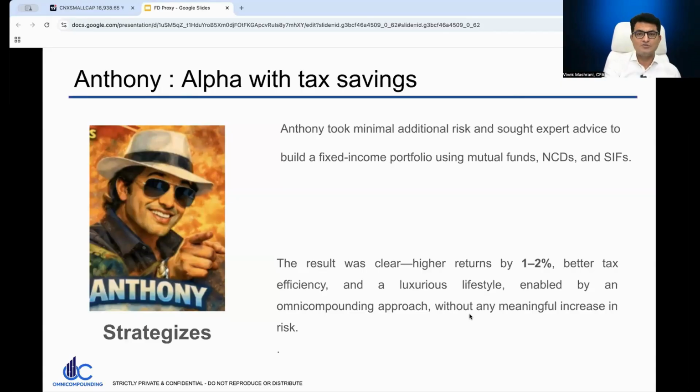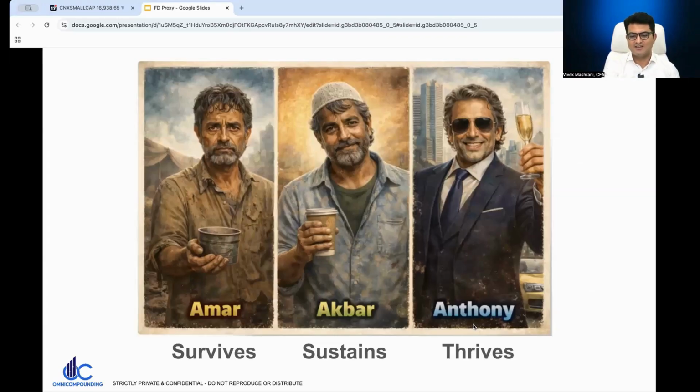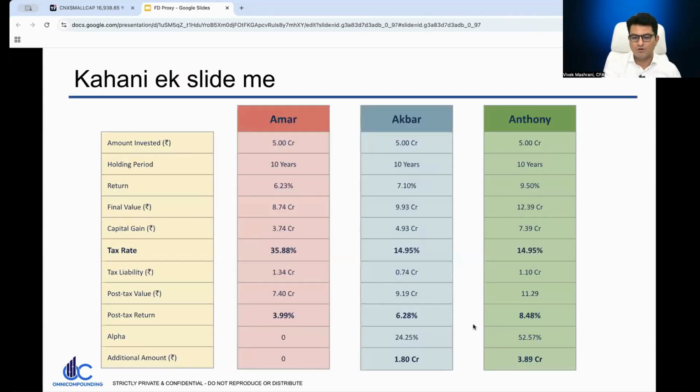Now, how many of you want to see the actual numbers, what happened in the background and how it compounded, and how these three guys changed the entire thing? Like, one just survived, Akbar more of kind of sustained, but Anthony was the one who was thriving. Yes. So this is exactly what happened in the background. Why I shared these stories is to just understand the math of it. Okay, so if you are doing FD, currently you get a 6.5% kind of return.